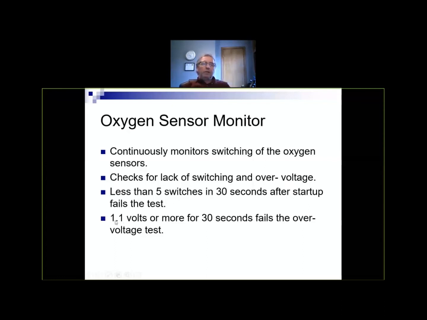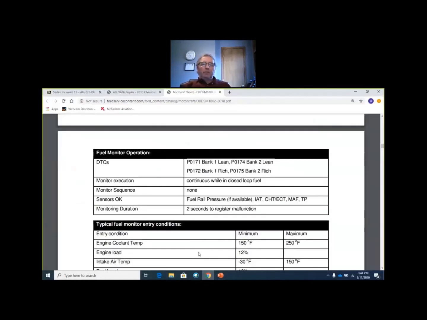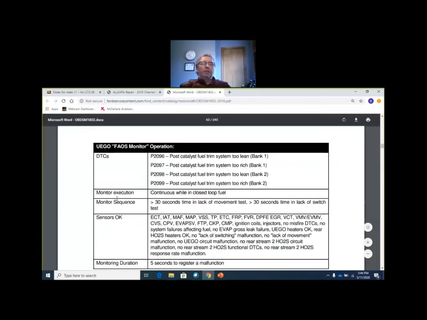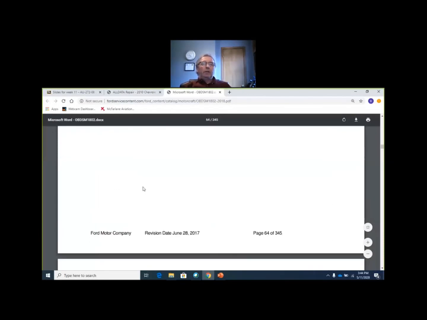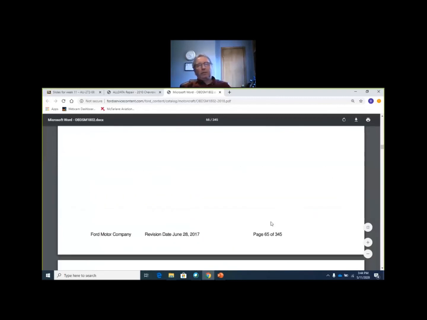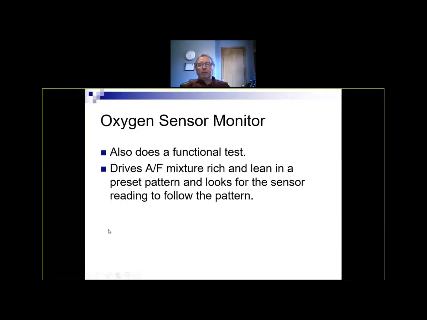Another thing they do here: if it's over 1.1 volts for more than 30 seconds, it fails the over voltage test. So again, we could go back to the Ford Motorcraft service site here, look up oxygen sensor monitor, and I'm sure it would tell us the exact criteria for that. But I don't want to get into trying to do that for every vehicle, every year, every monitor.